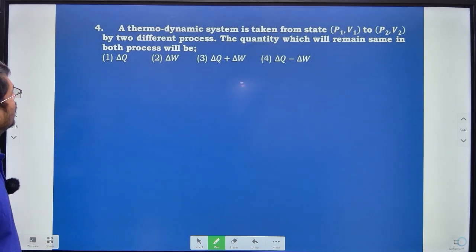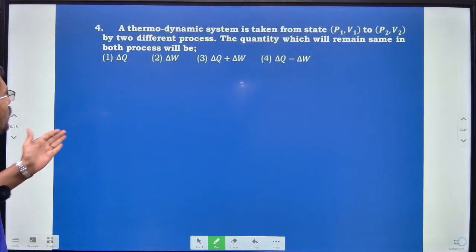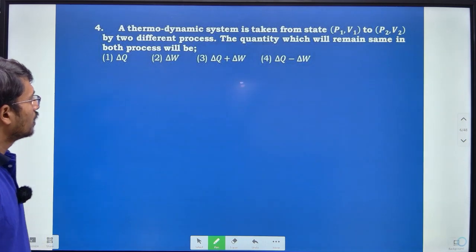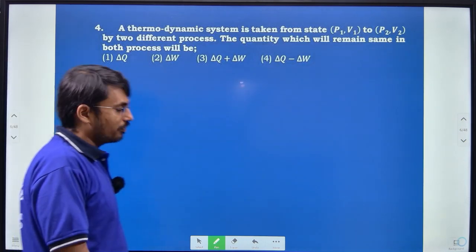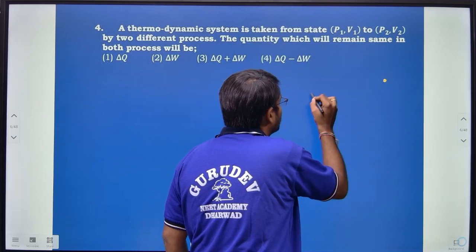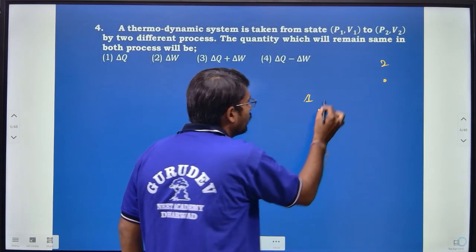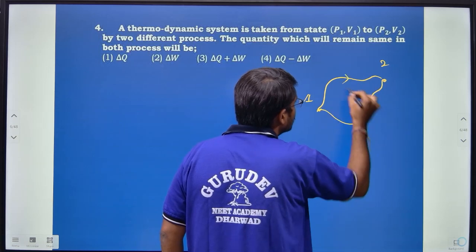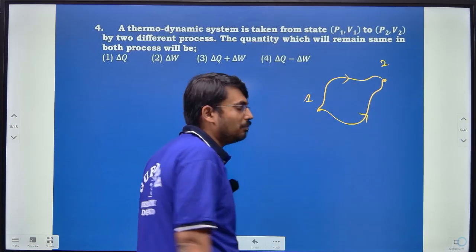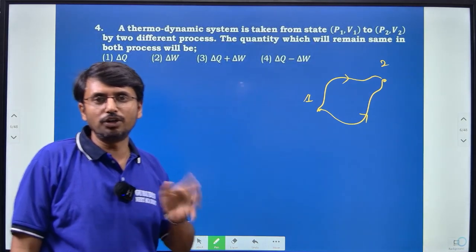Next, a thermodynamic system is taken from a state P1 V1 to P2 V2 by two different processes. The quantity which will remain the same. So we know that whenever you are moving from one point to the other, let us say state 1 to state 2, and if we are moving in two different paths, what is going to be the same? That is the change in the internal energy, so that is going to be the same.